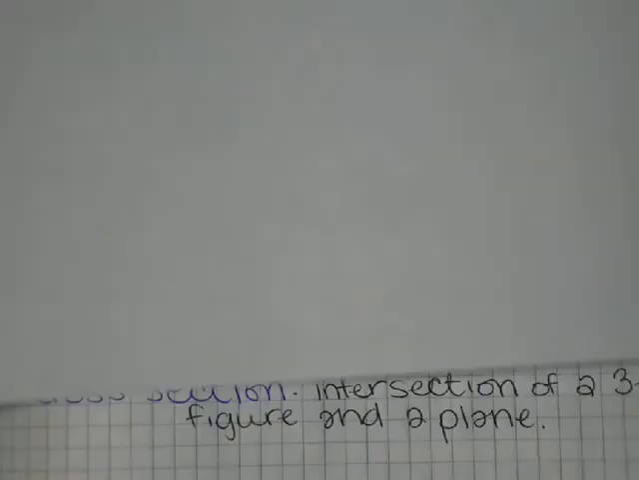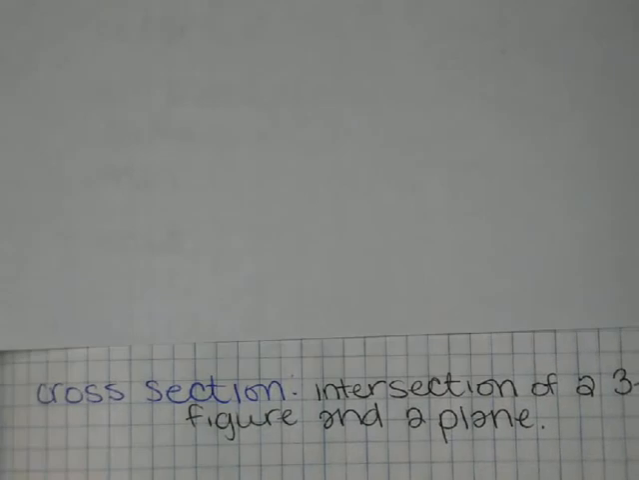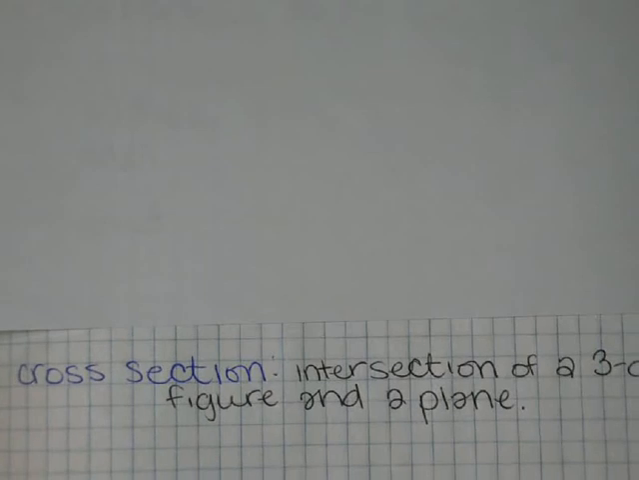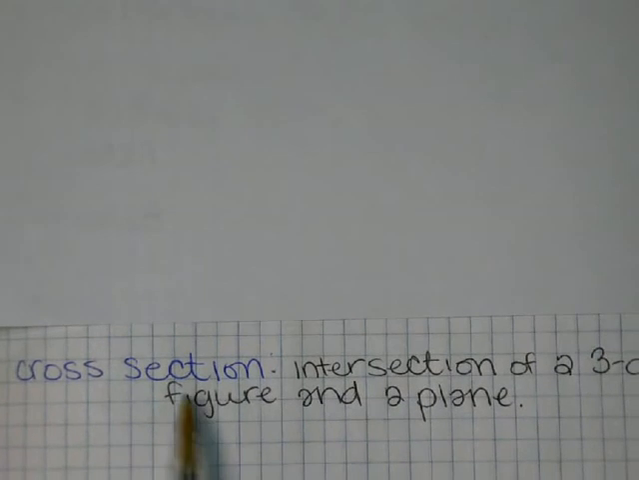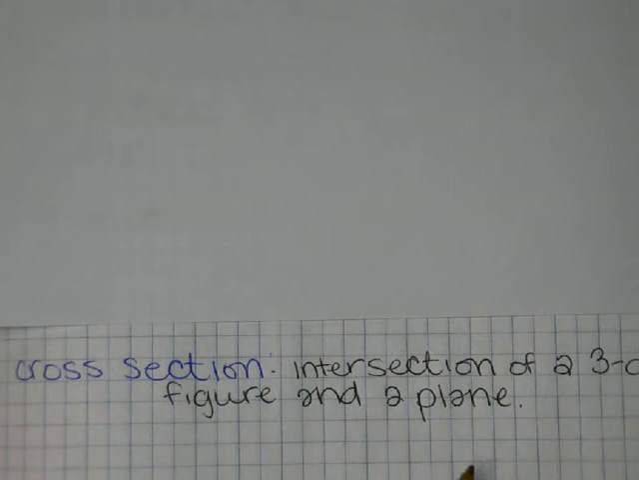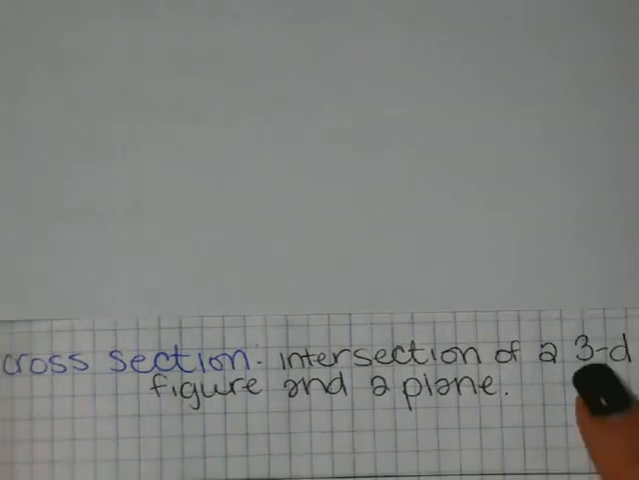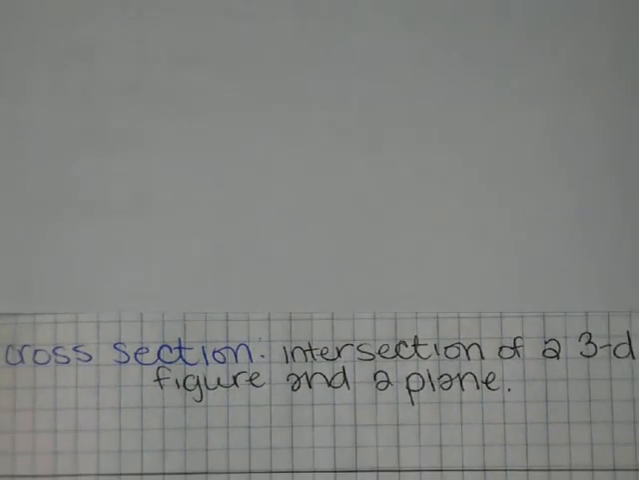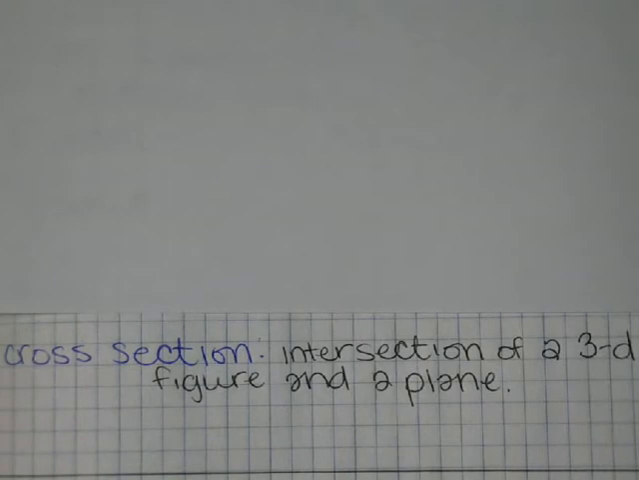All right. Before we start our little pictures that we have, we also need to define what a cross section is. A cross section is the intersection of a 3D figure and a plane. Anytime I abbreviate 3D, it means three-dimensional. So a three-dimensional figure and a plane. I'll show you some pictures of those to get a better understanding.